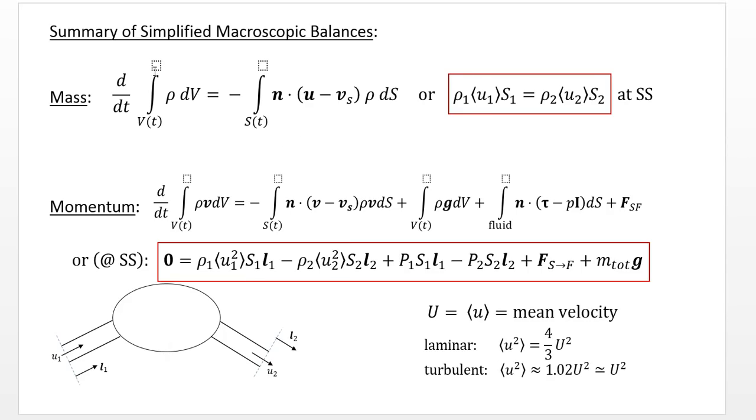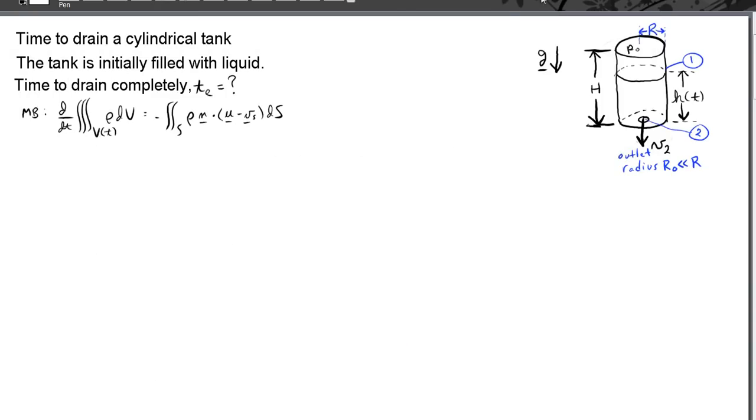We have the summary of the simplified macroscopic balances: conservation of mass, the time derivative of the volume integral of the density dV is equal to minus the surface integral over all surfaces of the system of the relative component of the velocity u minus vs dotted with n, which gives us a normal component, rho ds. And we'll use this version here because it accounts for a moving control volume and unsteady behavior. So that's what we've written here. Now we just have to adapt this to the particular system shown over here at the right.